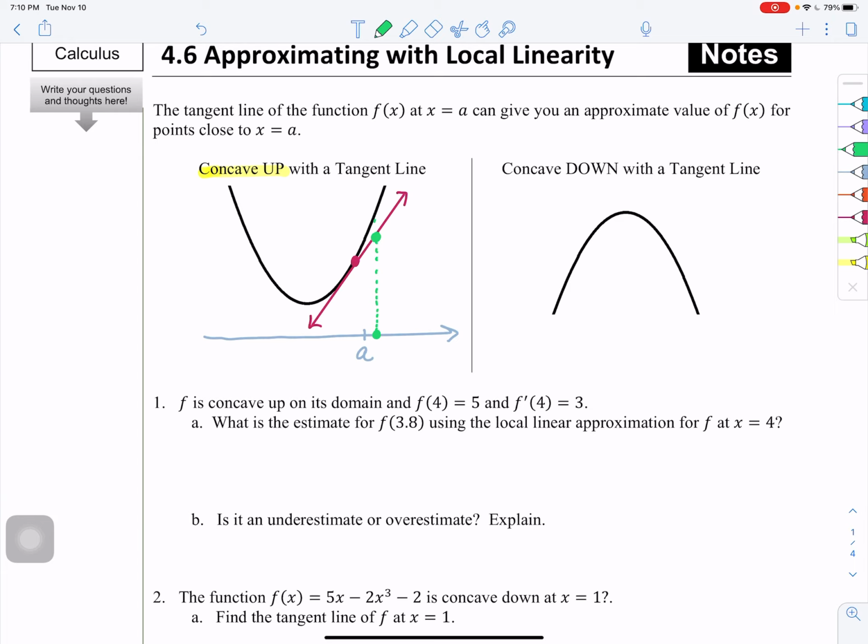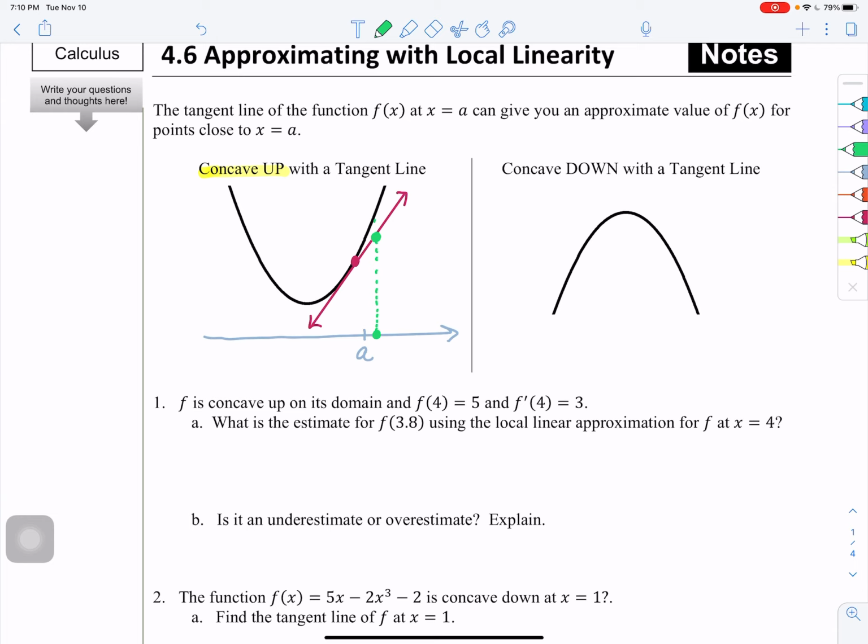Now, when you really think about this, we're talking about values that are really close to a, like right here. So it would literally be right there. And so the approximation is right there. So we're really a lot closer than what my diagram shows. But that's really what we do.